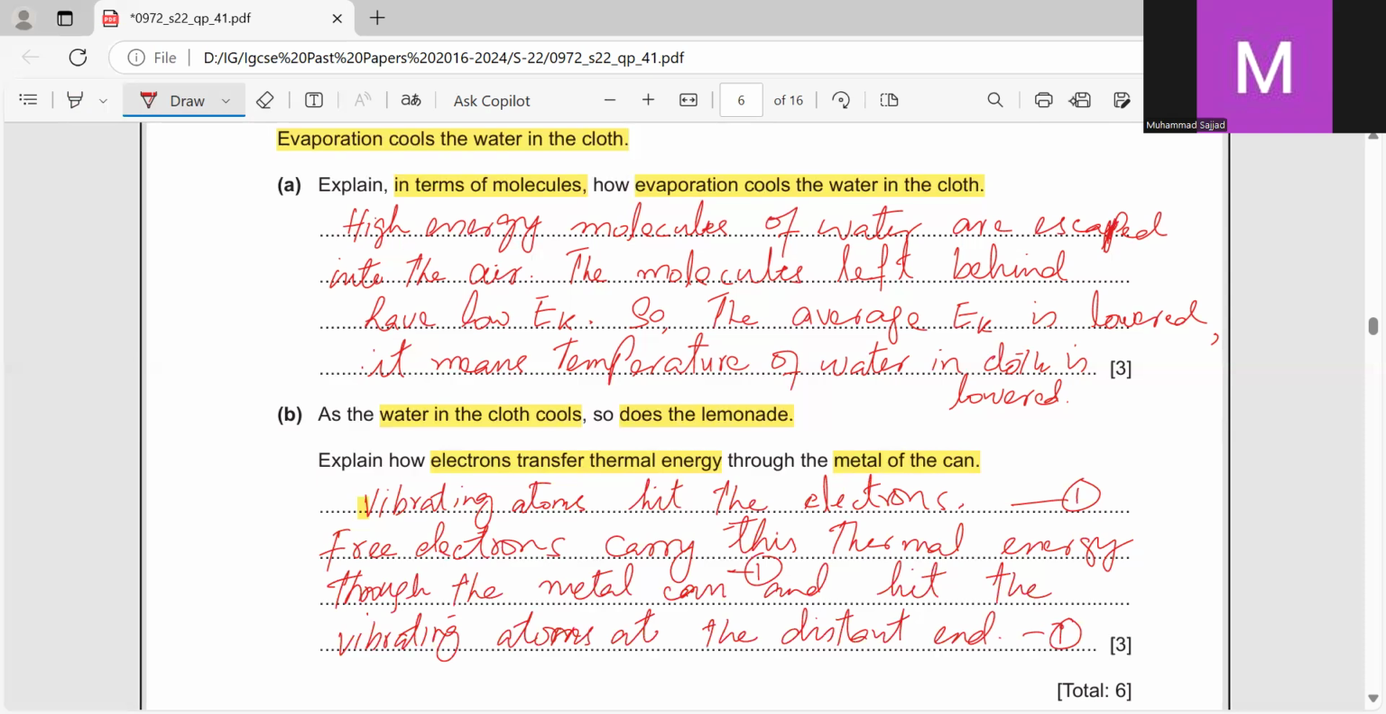So electron, and we don't need to say anything about convection or radiation here because this is the metal. They said just the metal and free electrons. So initially, the electrons gain energy from the vibrating ions, which are hitting the electrons at the hot end. Then those free electrons will carry this thermal energy through the metal, and then they will hit the distant vibrating atoms, which are at comparatively lower temperature, and the energy will be transferred.